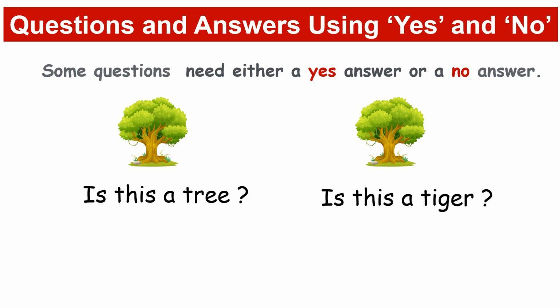Here two pictures are there and both the pictures are same, but the question is different. The first question is, is this a tree? The second question is, is this a tiger? For the first question, we will write yes, yes, it is a tree. For the second question, it is not a tiger. We will write no, it is not a tiger.